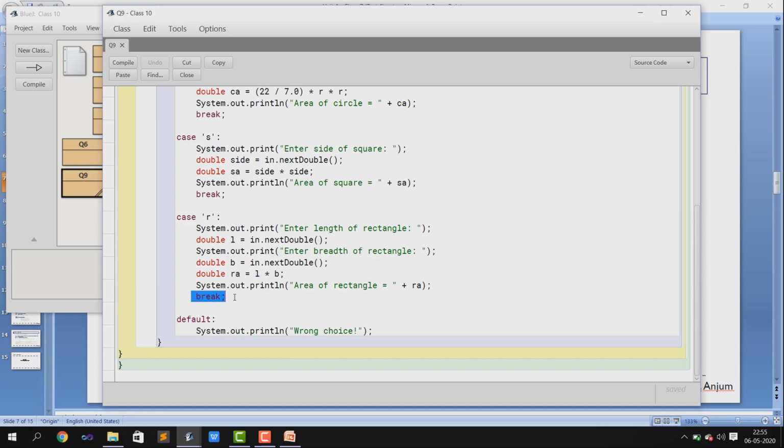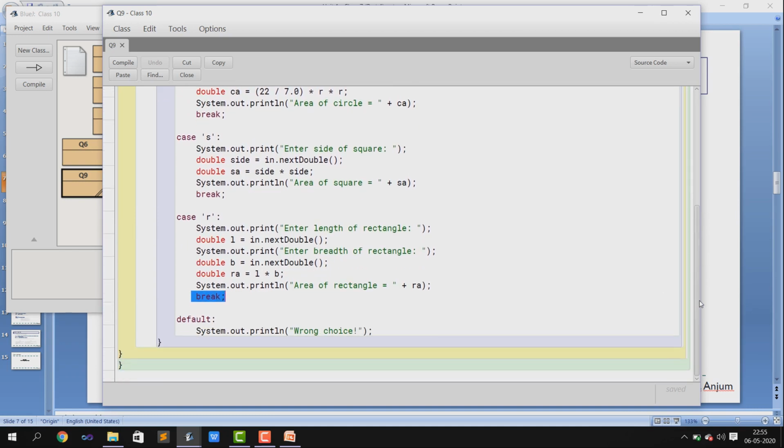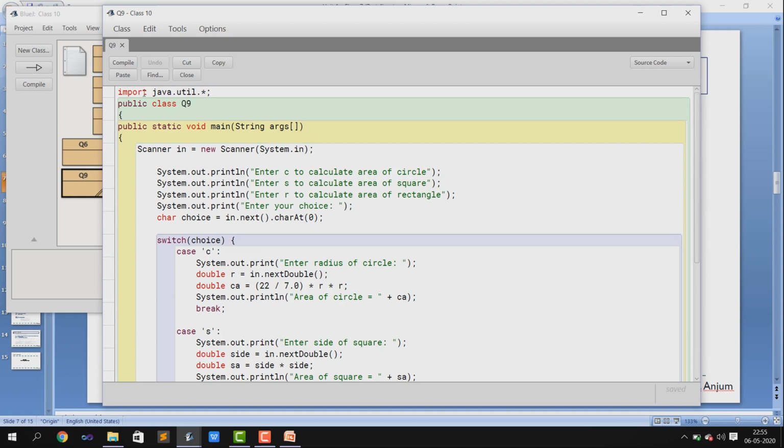Then again we are going to use this break statement. So students, we have already used all the three cases. Now there is a time to use our default statement. Okay, so default: System.out.println, you have entered a wrong choice. Okay, now please note this code in your copy, and let us try to execute this program.